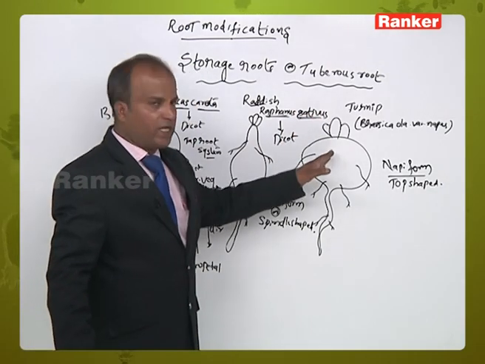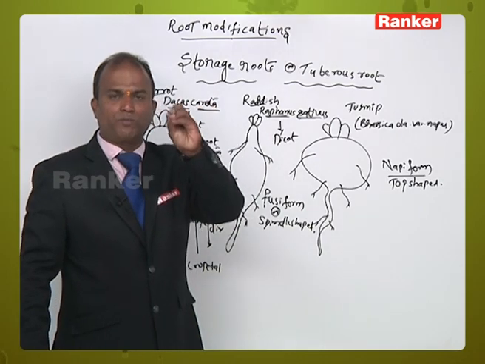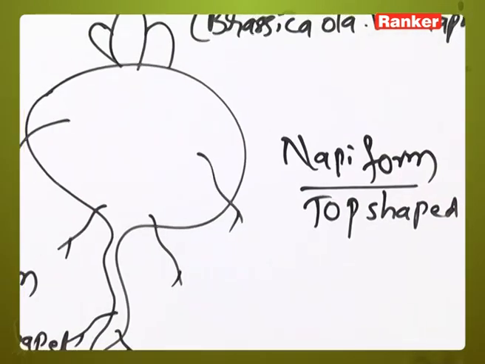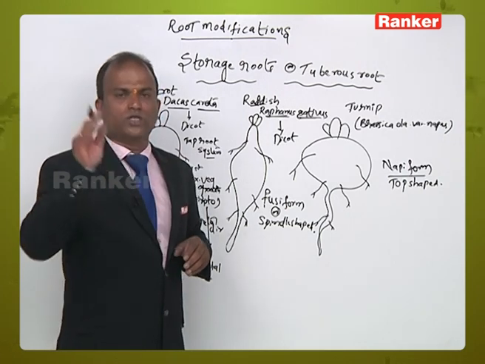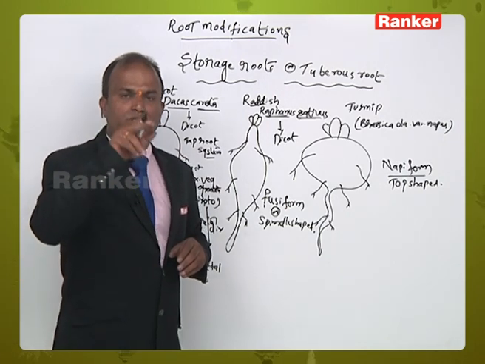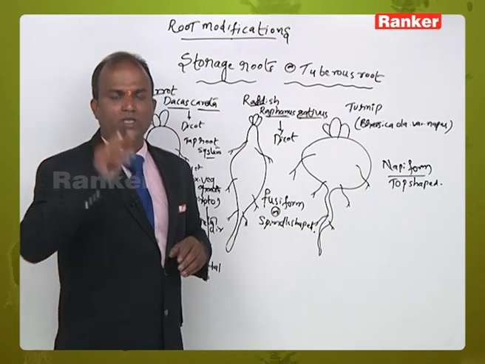No. In this, only the primary root or taproot stores food materials, whereas lateral roots, rootlets and root hairs do not store food material. They help in the absorption of water and minerals.